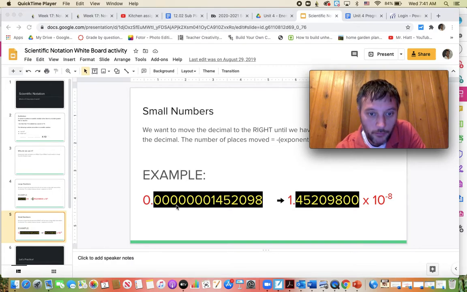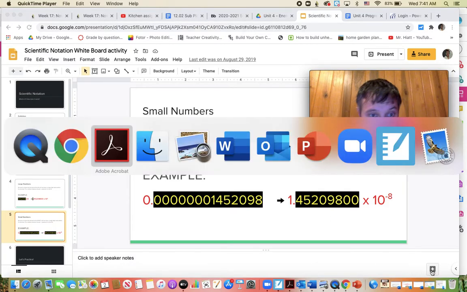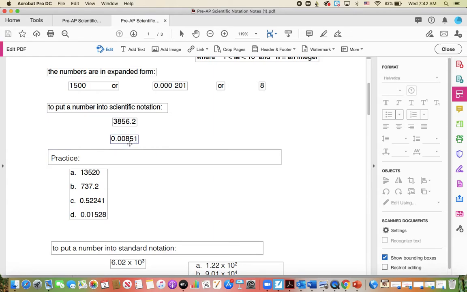1, 2, 3, 4, 5, 6, 7, 8. Okay, so that tells me I have to move it 8 spaces. I have to move to get back to my standard form. I have to move to the left, so I use a negative exponent. Over here, we've got 0.00851. So my scientific notation will be 8.51 times 10 to the negative 1, 2, 3. 8.51 times 10 to the negative third.